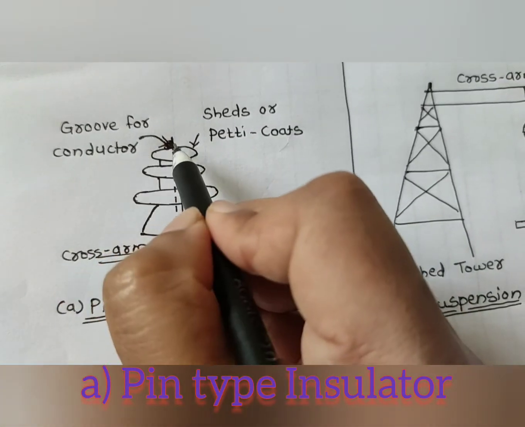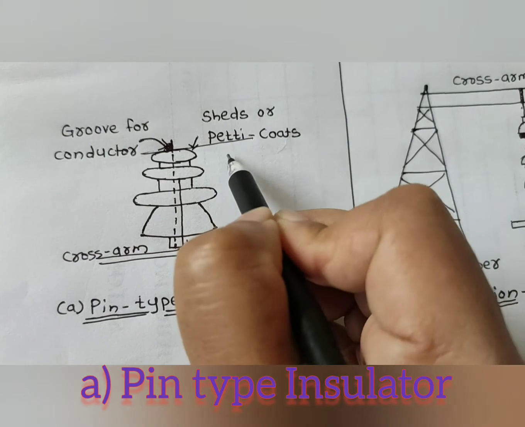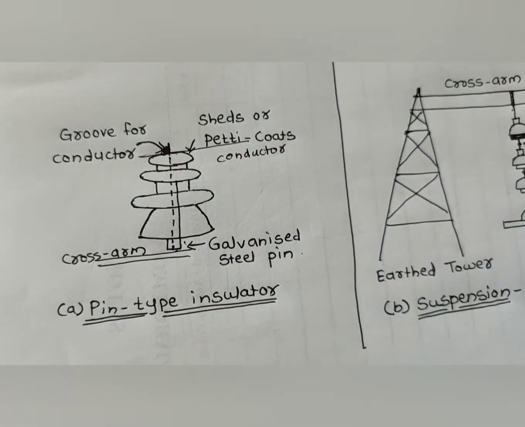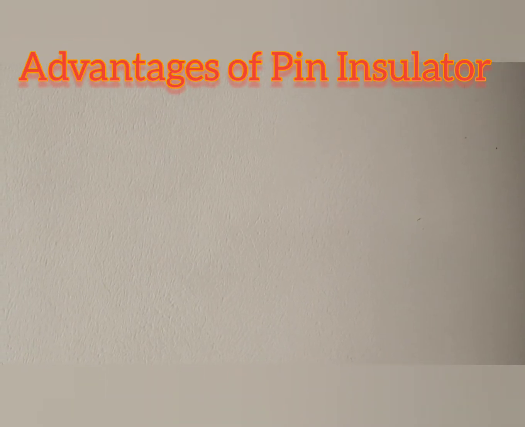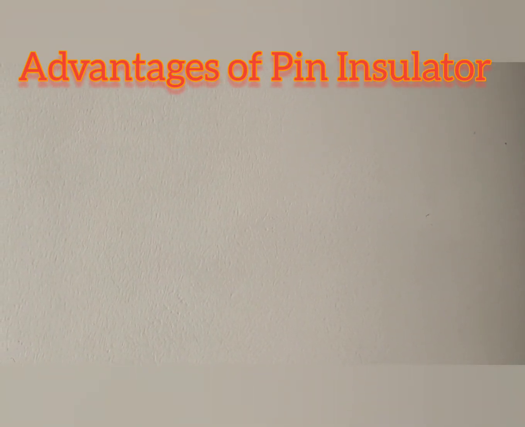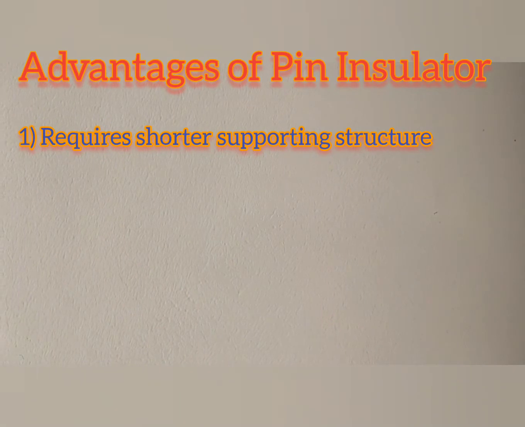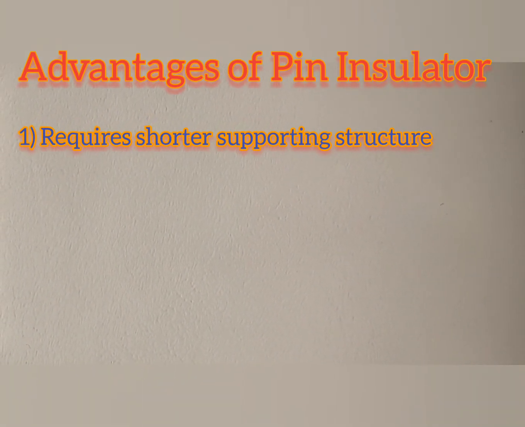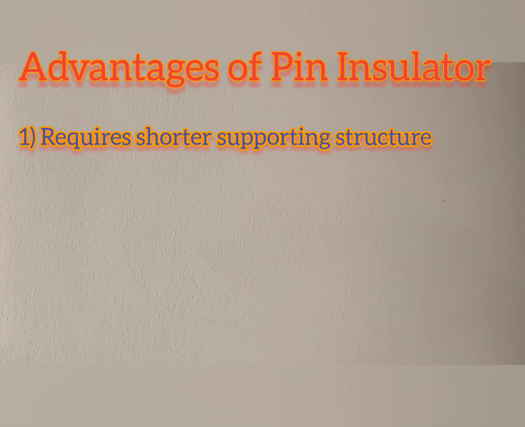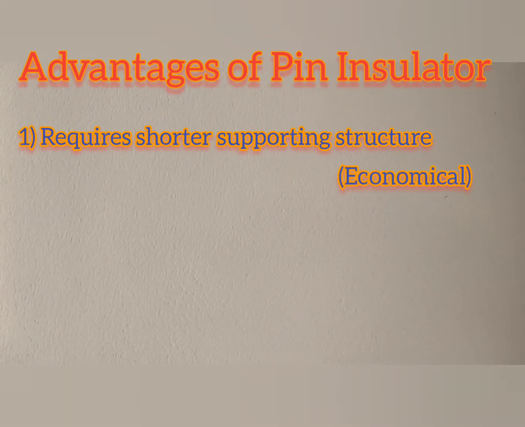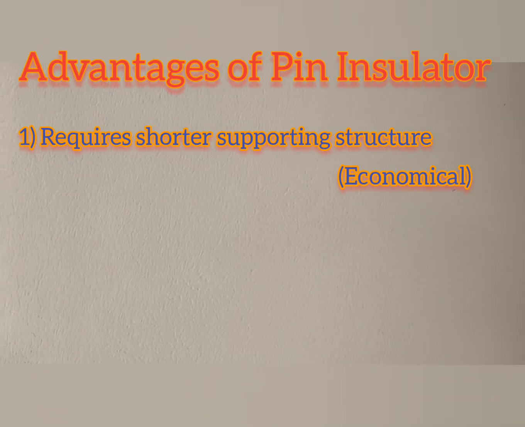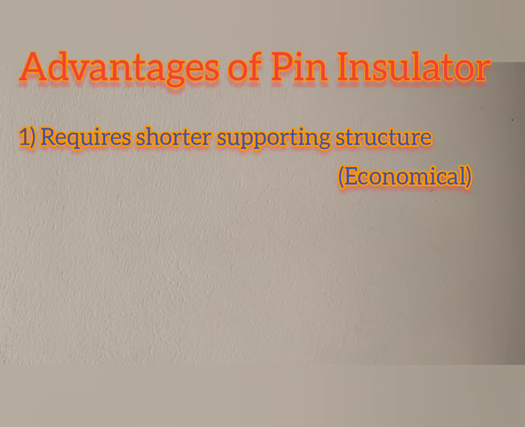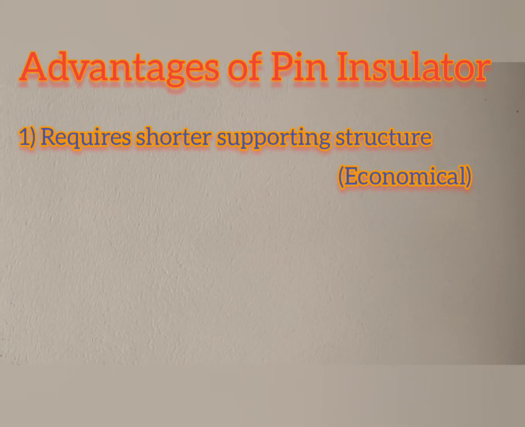For low voltages, one piece of pin insulator is used. In case of high voltage system, two or more pieces are used. Now we will see the advantages of pin insulator. First one is pin insulator requires a shorter supporting structure to give a support to the conductor as compared to the other insulators. In case of carrying less load, light conductors are used for low voltages. In that case, one pin insulator is enough for performing the work instead of several units, which is very economical.